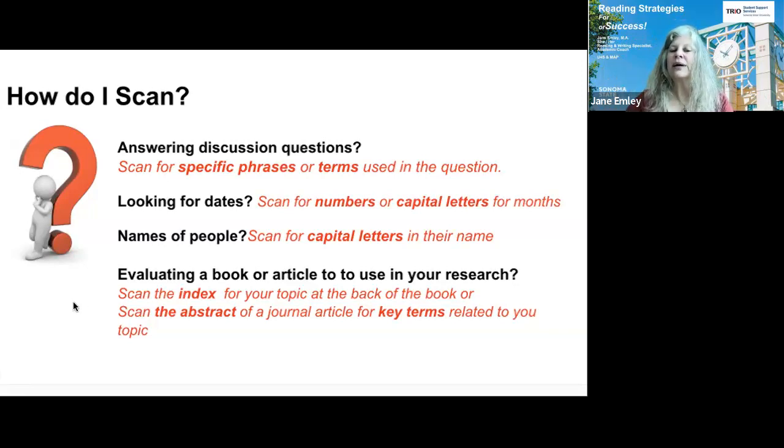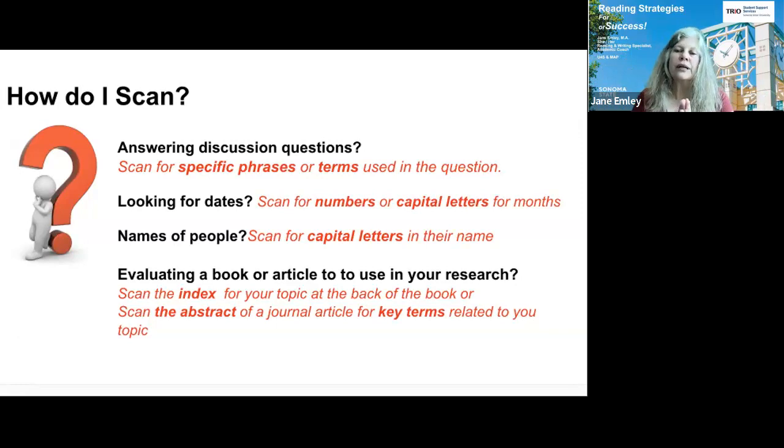If you are evaluating a book to use in research, you want to flip to the very back of the book, and hopefully in an academic or nonfiction book, there should be an index, which will list topics and names of people and events alphabetically with the corresponding page numbers.